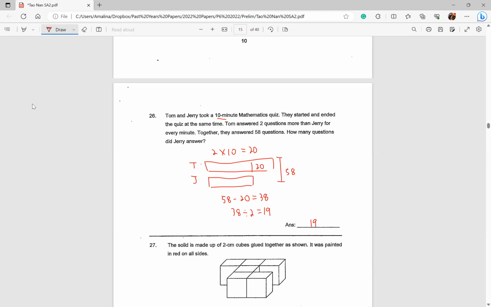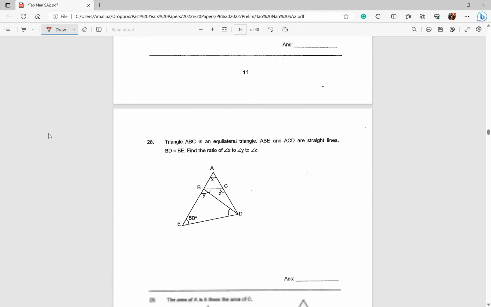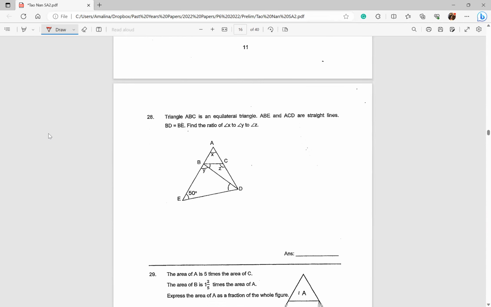Okay, question 27, I will also skip. Okay, question number 28. I will go through 28 on your geometry. So triangle ABC is an equilateral triangle. Equilateral means that all angles are 60 degrees. Okay, ABE and ACD are straight lines, and then BD equals BE. So you can draw in your lines. You can annotate your diagram. So find the ratio of angle X to angle Y to angle Z.